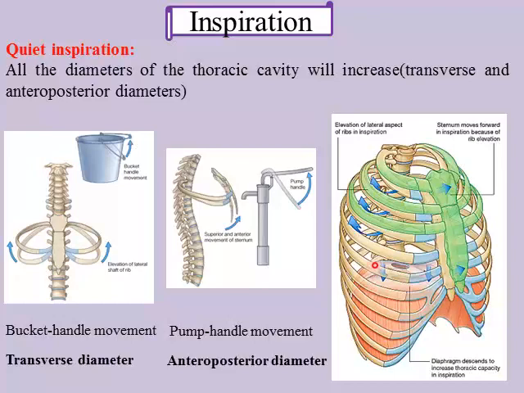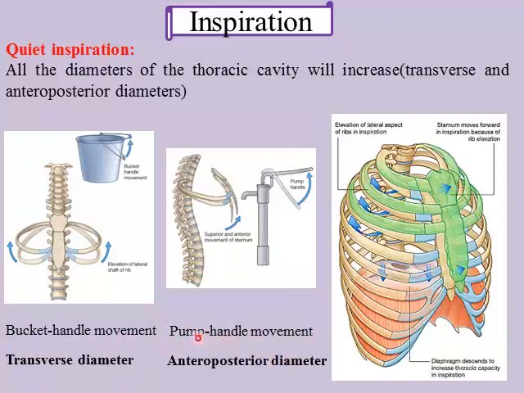This arrow shows the descent of the diaphragm by its contraction. The normal color, this color of the skeleton or the framework, is the normal position of the thoracic cavity. Can you see this color? This color represents the movement that is made by the sternum and the ribs during inspiration. Both are moved by two mechanisms, one called the bucket handle movement and the other called the pump handle movement.